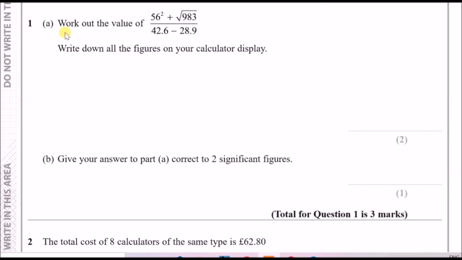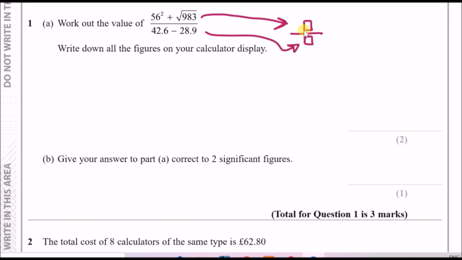So here it tells us to work out the value of this entire sum, and we have to write down all the figures on your calculator display. Alright, so this is quite easy if you're using your calculator correctly. My advice, if you're using a Casio calculator or anything similar, always start with a fraction button, and it looks a bit like this. Once you do this, you just copy all of the top part and the top half of the fraction, and copy the bottom half over here, and just press enter.